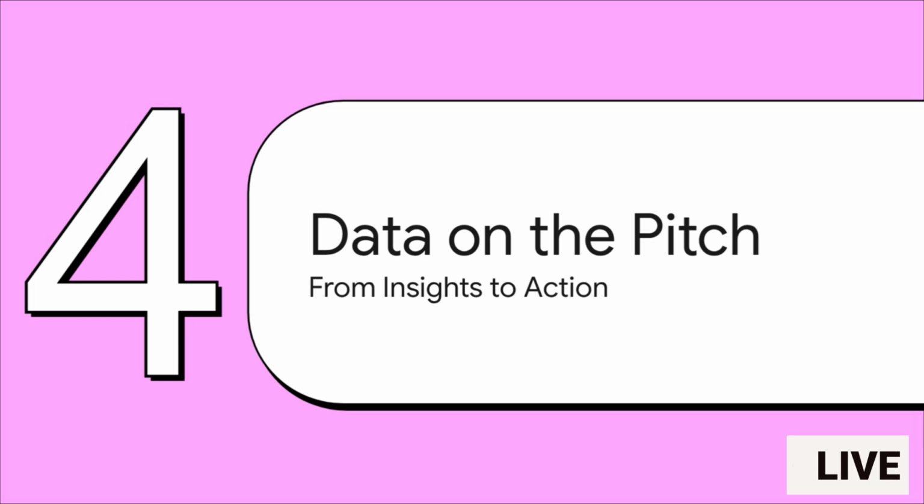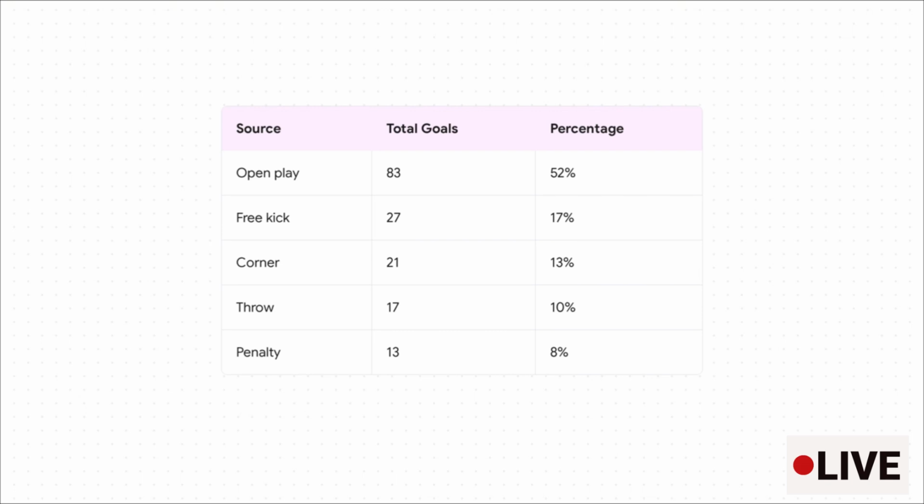But that brings us to the most important question of all, right? The big so what? How does any of this actually help a team win? Well, check out this breakdown of goals from the 2002 World Cup. It tells a really surprising story.